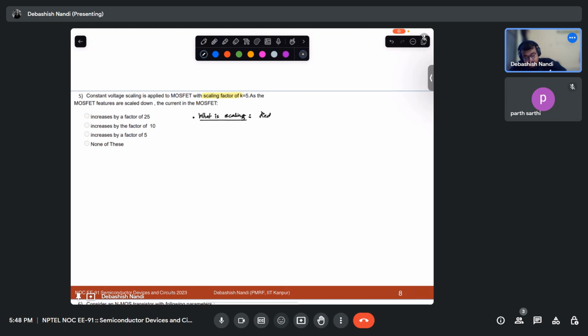Scaling means reduction in dimensions of the device. That means your W, L, TOX, XDEP, XJ, etc. Okay. So why do we need scaling? We need scaling because of high chip density.